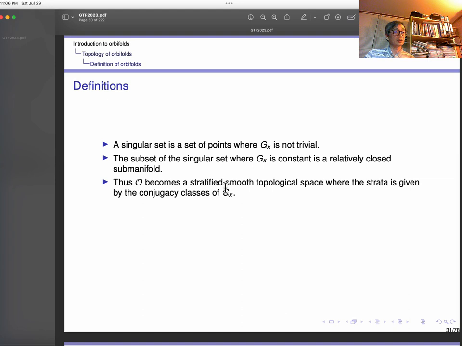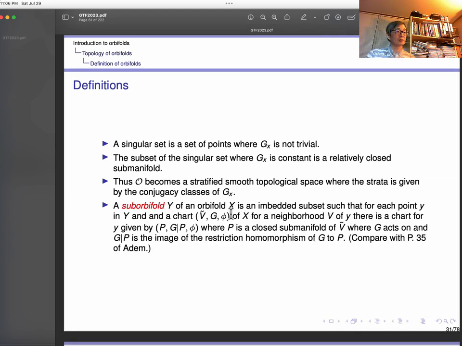Here, a stratified manifold means that it's a disjoint union of manifolds, where each point lies on a unique smooth manifold. So that's what you call the stratification.